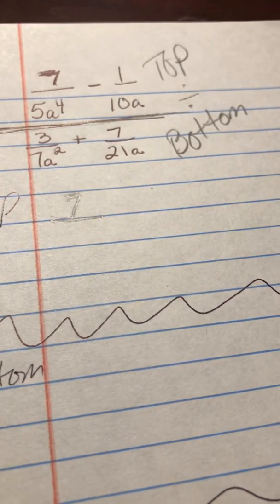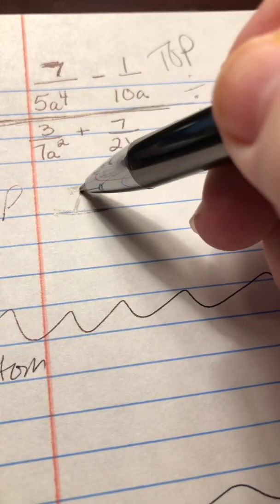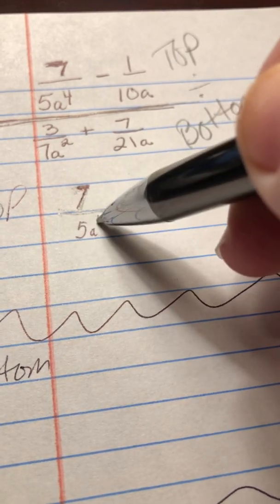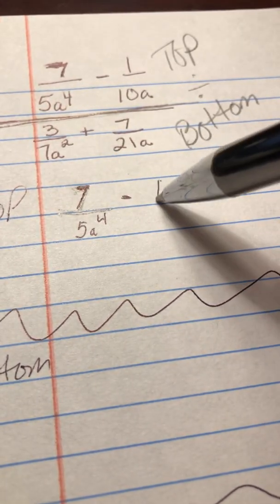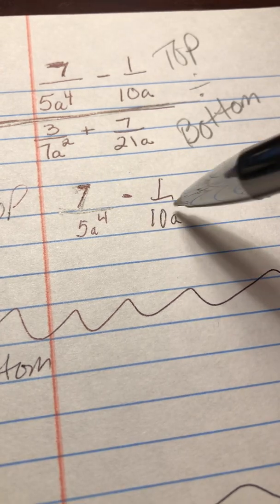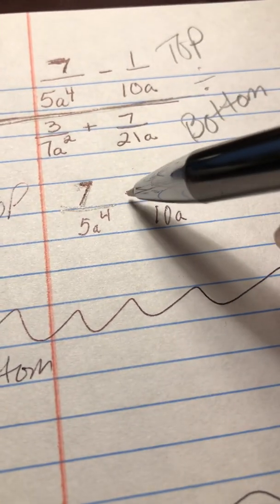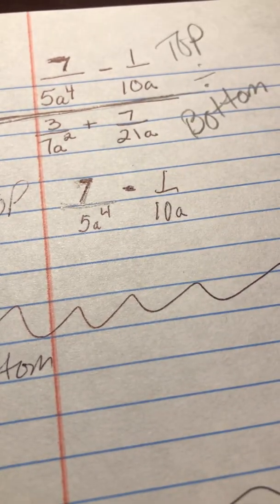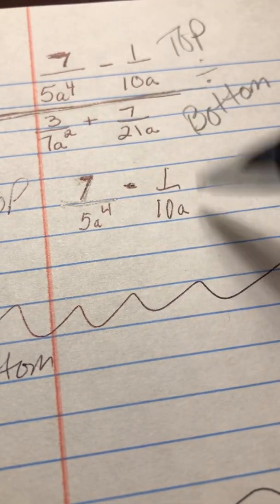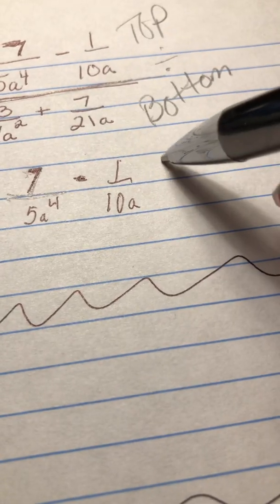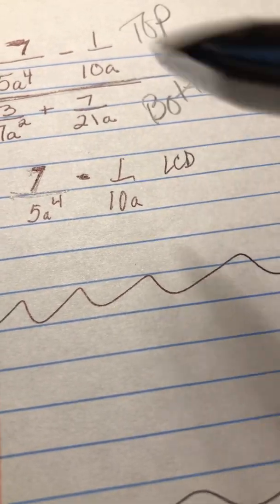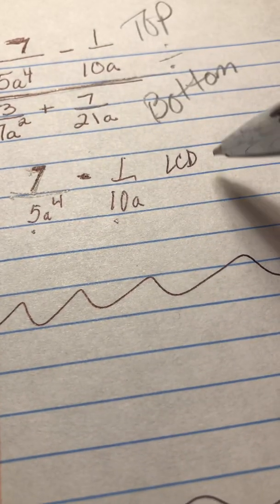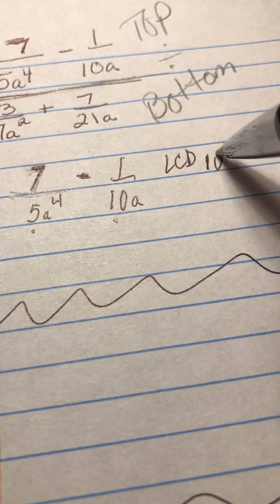Let me switch to my pen because that's not going to show up well. Okay, so we have 7 over 5a to the 4th minus 1 over 10a. That's just the top part. Now, anytime you have addition and subtraction with fractions, you need a common denominator. So we need to decide what is the common denominator here. The least common denominator, if it was just a 5 and a 10 sitting here, that's all, then I would say it's a 10. And so I'll write that part down.